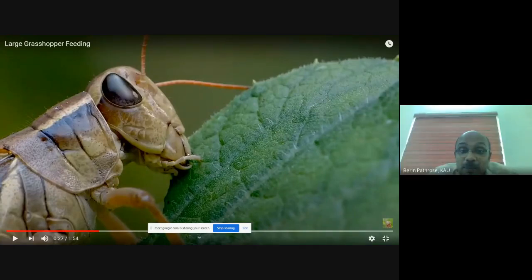This is the labrum. This is the anterior most part, and this is a broad flat-like structure. This is the labrum. And what you see over here is this triangular plate. This is the hardened mandible. So anterior most is the labrum, and behind that are the mandibles. This is the one used to chew.